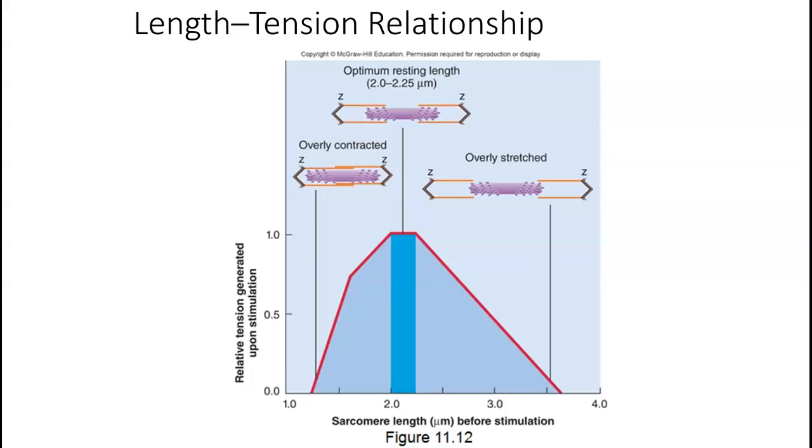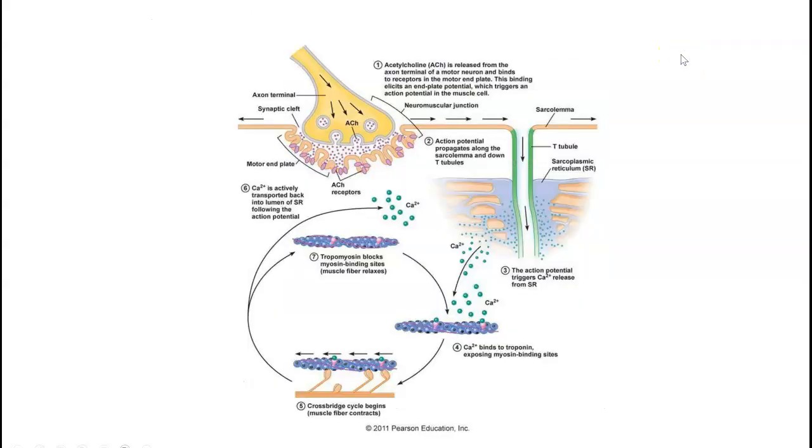If they're overly contracted, those Z discs are too close together and there's really nowhere for them to go. If they're overly stretched, as you can see with the picture on the right side, then it's going to be difficult for actin and myosin to link up. I gave you the example of how when I injured my Achilles, because of the scar tissue, now my sarcomeres are overly contracted, and that's why I don't have the strength that I once did in my calf muscles.